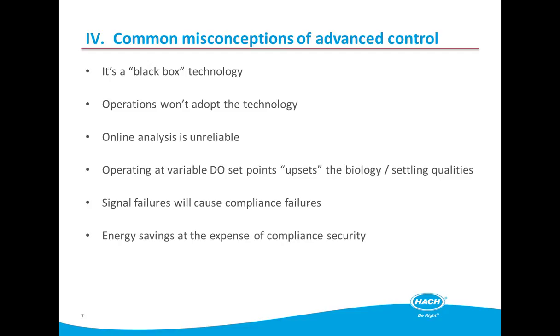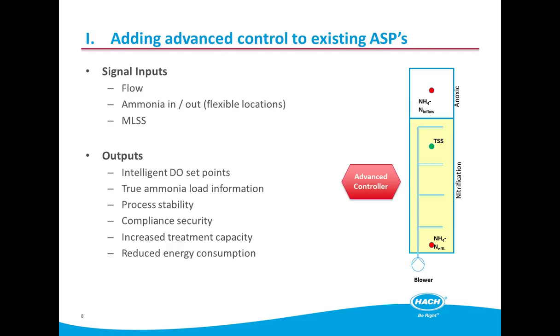Energy savings are at the expense of compliance security. Consent compliance is always the most important consideration for this controller. It's only because we deliver the correct level of treatment at all times that energy savings are provided. You could say that saving energy is just a welcome byproduct of correct control, but the principal consideration is always consent compliance.